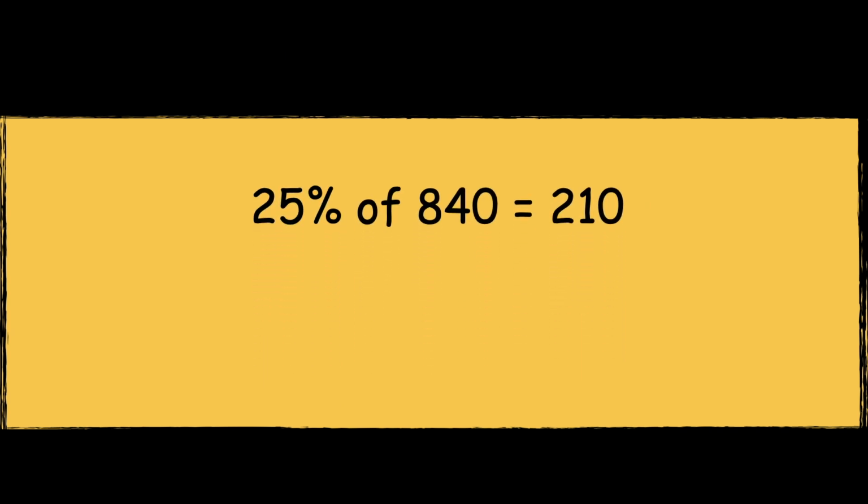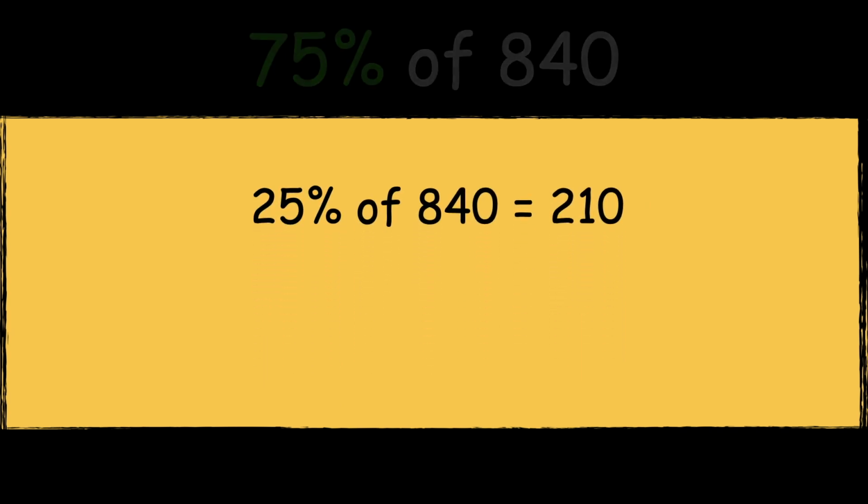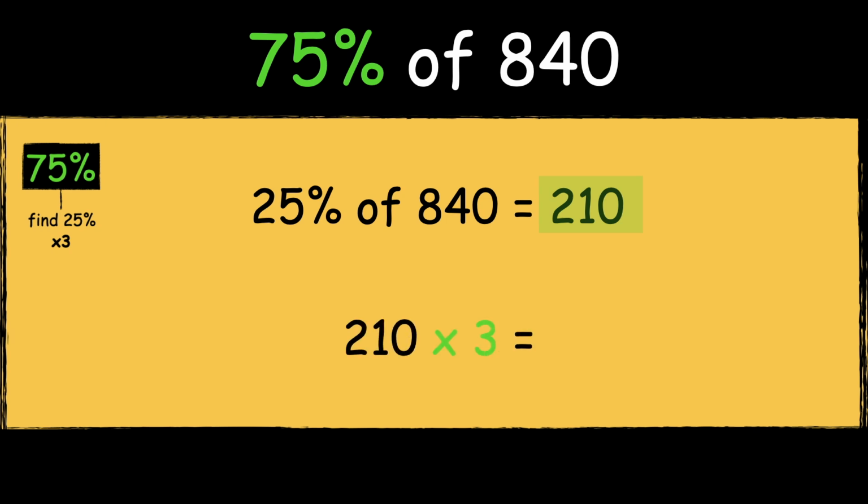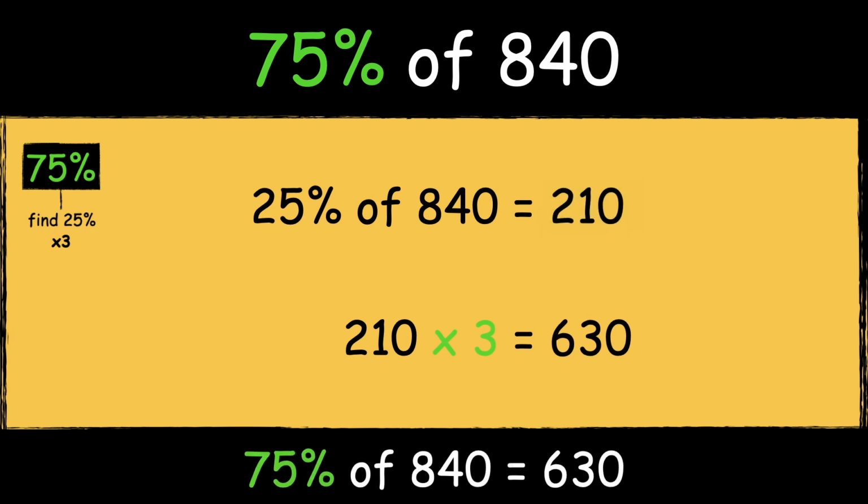Now that we know what 25% of 840 is, we can find 75%. To find 75% of the number, we multiply the 25% amount by 3. So 210 multiplied by 3 is 630. So 75% of 840 is 630.